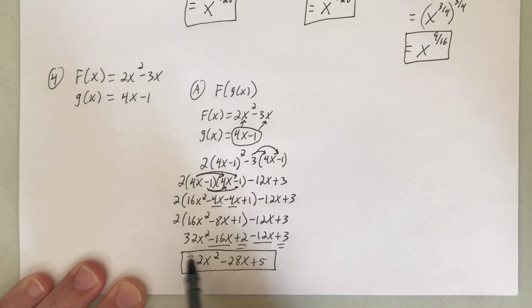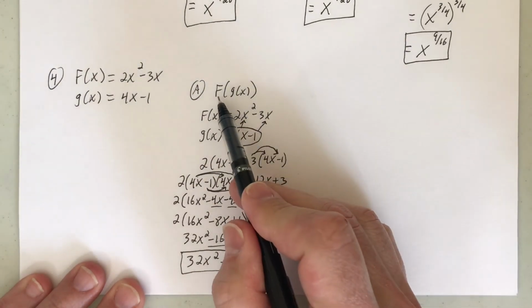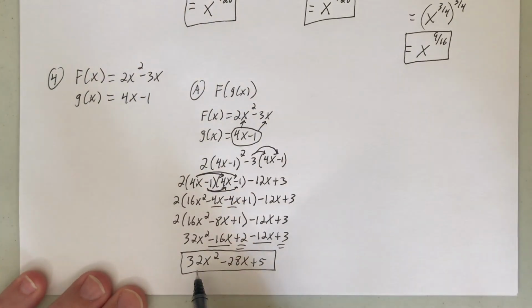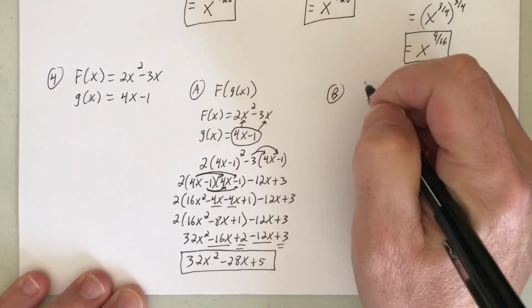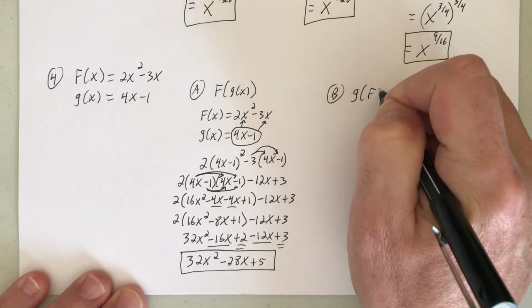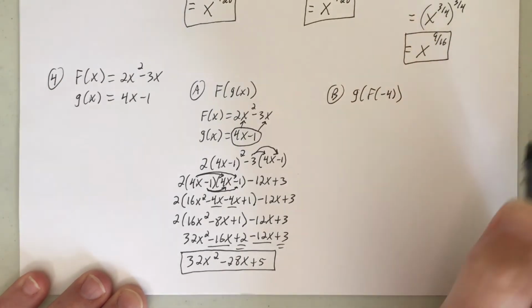So we had to do a little extra work for that one. But basically, f of g of x is equal to 32x squared minus 28x plus 5. All right, let's look at doing g of f of negative 4.